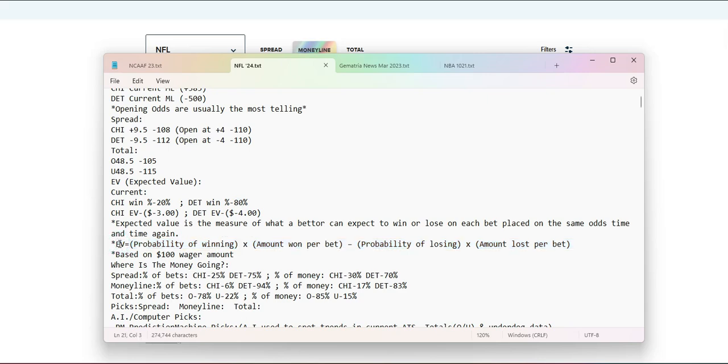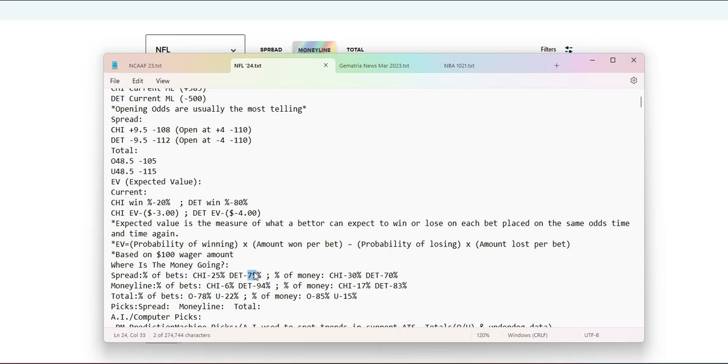All right, where's the money going? The splits. Percentage of bets on the spread. That is this 9.5 point favorite Lions, 9.5 point underdog Bears. 25% betting on Chicago, 75% betting on Detroit on the spread. Percentage of money going toward Chicago is 30%. Percentage of money going toward Detroit is 70%.